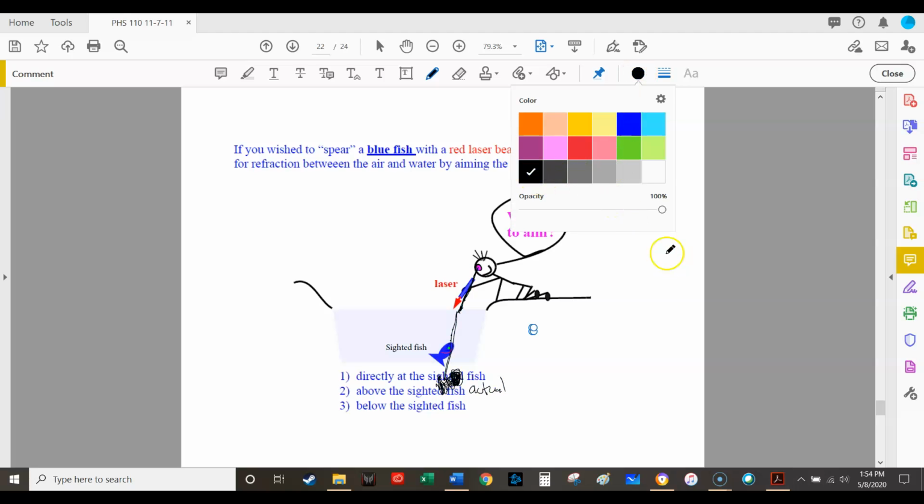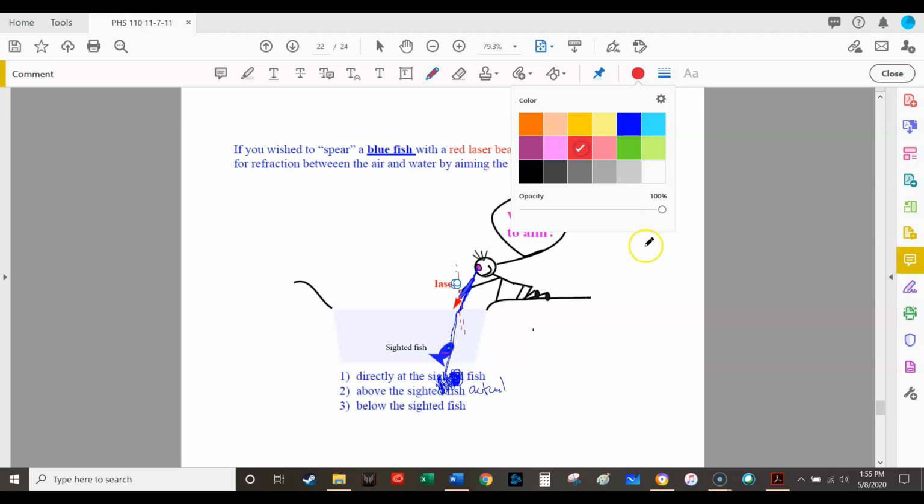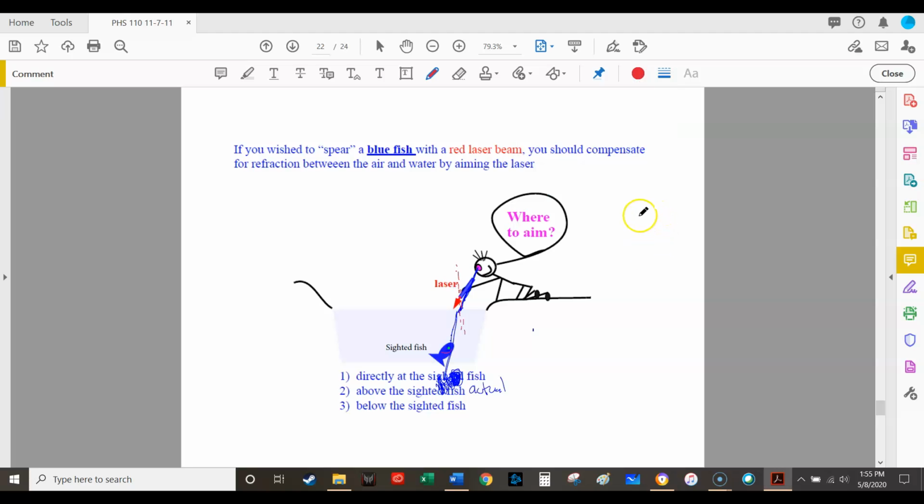However, if you shoot the red laser beam directly along that path, what's going to happen is a red laser beam is not going to bend as much as blue. So it's going to follow a different path, and it's going to just overshoot the actual fish. So what you have to do is aim below where you see the fish. And I think this is better drawn on the next slide.